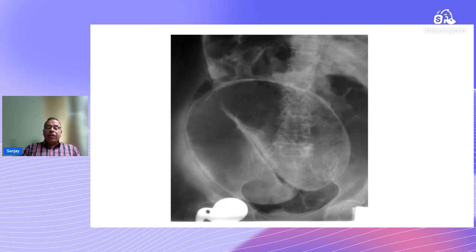This is a typical coffee bean sign, which is seen in a patient of either a sigmoid volvulus or a cecal volvulus. Because sigmoid volvulus is so common, here it is seen in a case of sigmoid volvulus, the coffee bean sign.